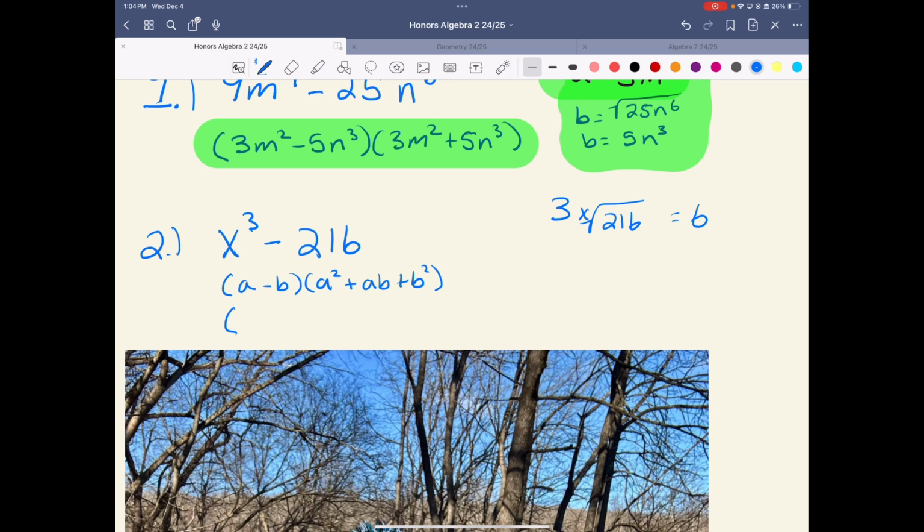So my a value, cubed root of x cubed, is just x, minus 6. My a value is x, so x squared. It's got to be a plus. 6 times x is 6x. Plus 6 squared is 36. That's our solution to x cubed minus 216.